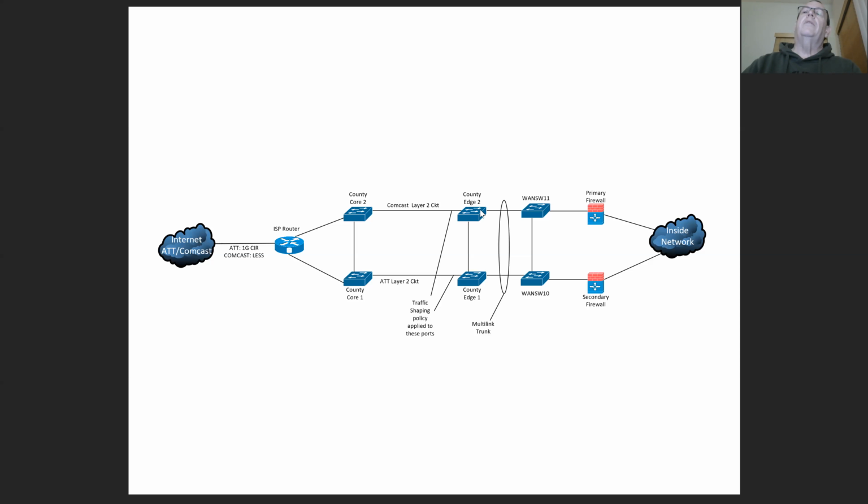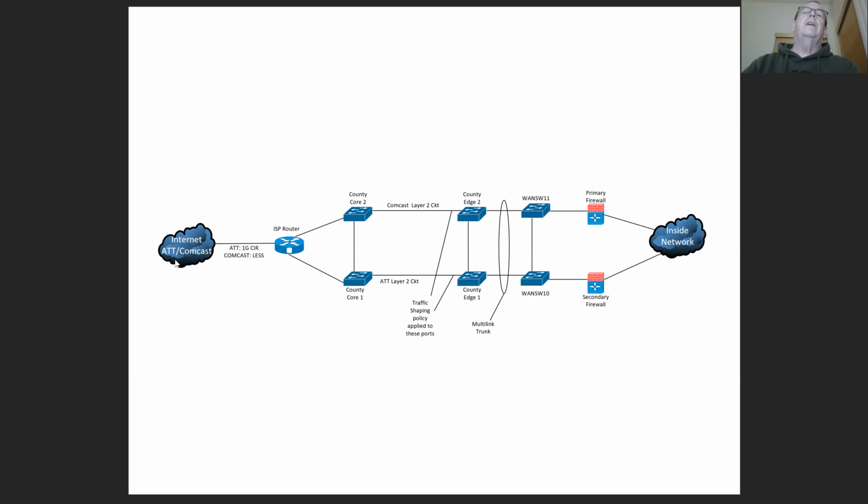untagged, hits his port, which is untagged in VLAN 150, and goes out across here in VLAN 150 to his core down at the county building, and then hits his ISP router, which is provided by AT&T, and then goes out.